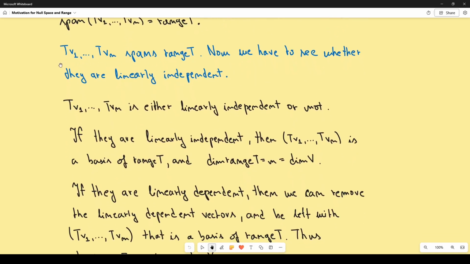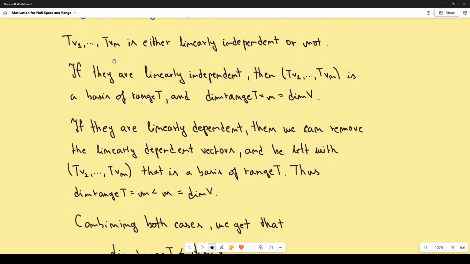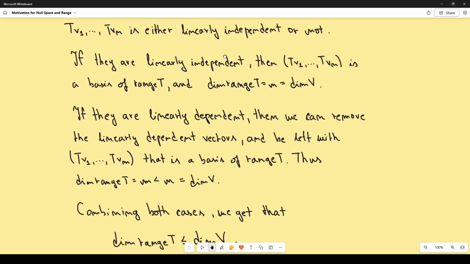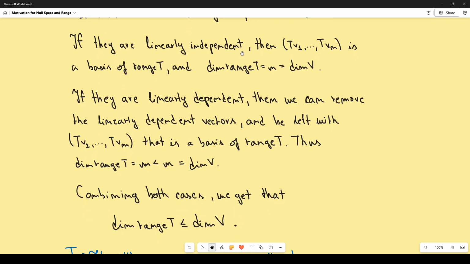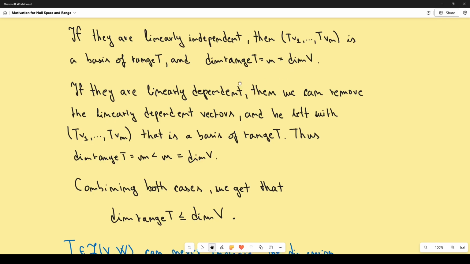Now, we have that these vectors span range T. Now we have to see whether they are linearly independent. So this list is either linearly independent or it is not. If they are linearly independent, then this list is a basis of range T, and we can conclude that the dimension of range T is equal to, well, n, which is also the dimension of V.